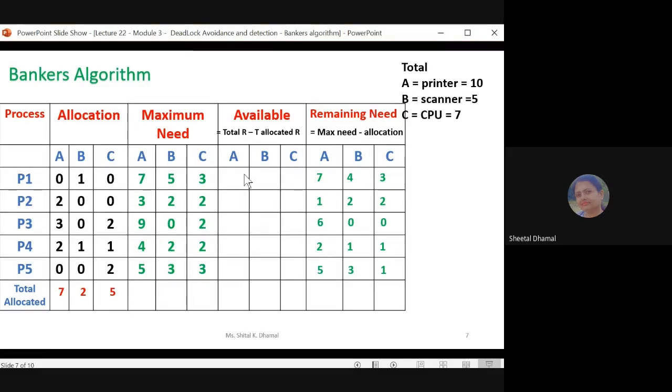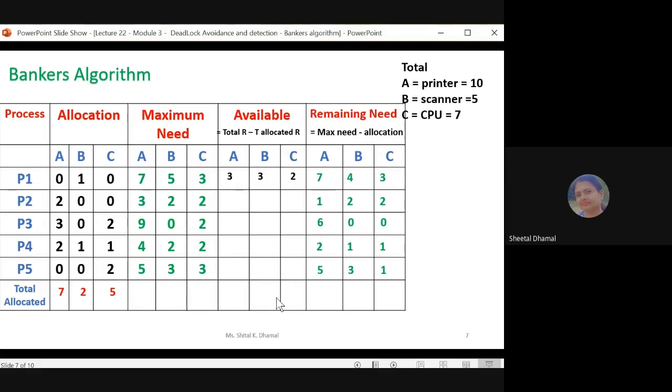10 minus 7, that is 3. 5 minus 2, that is 3. And 7 minus 5, that is 2. Okay. Other students, have you understood how we are calculating the number of available resources? Okay, so write down now. See, what have I written here? Number of available resources, that is 3, 3 and 2.